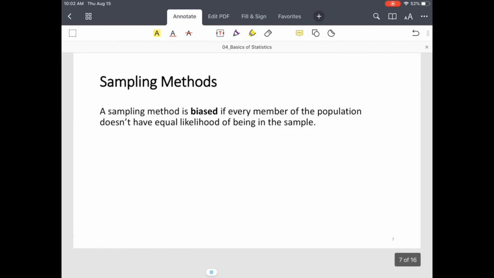All right, now we've got what's called sampling techniques. Basically, a sampling method is biased if every member of the population doesn't have equal likelihood of being in the sample.